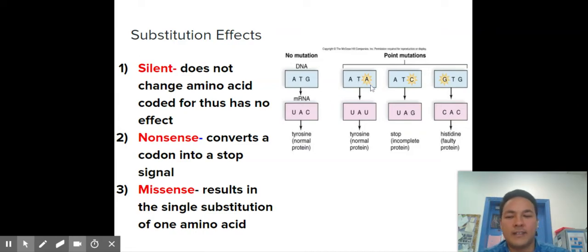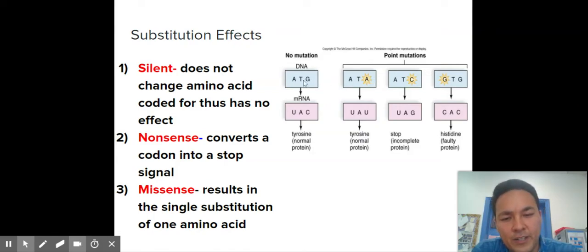Here, this is called a silent mutation. Because even though you went from ATG, here you go to ATA, a lot of times that third nucleotide in a codon can be variable. And here UAU still codes for tyrosine. So in other words, that mutation didn't affect it at all. It still codes for the same amino acid.